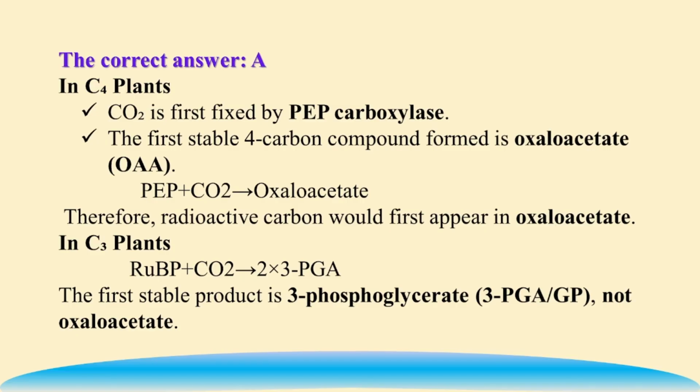The correct answer is A. In C4 plants, carbon dioxide is first fixed by PEP carboxylase. The first stable compound formed is oxaloacetate, a 4-carbon compound. Therefore, if radioactive carbon first appears in oxaloacetate, the plant is a C4 plant.